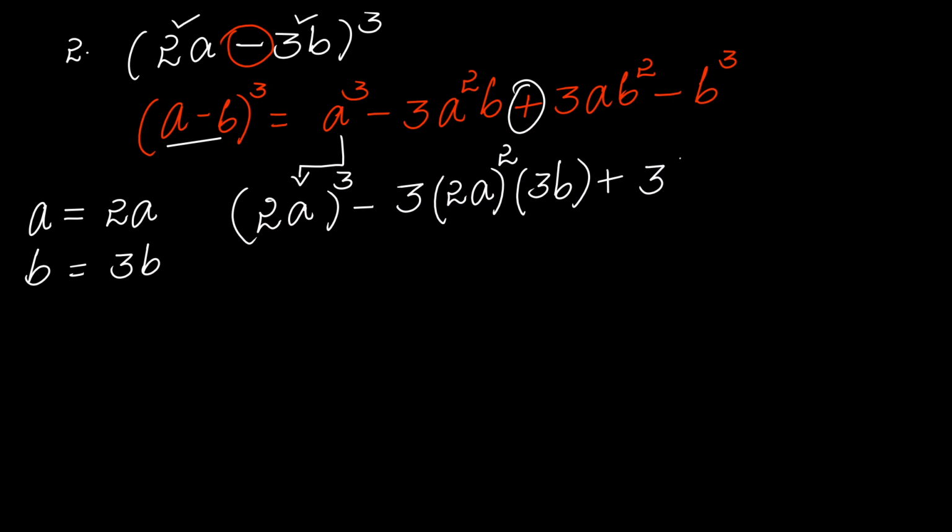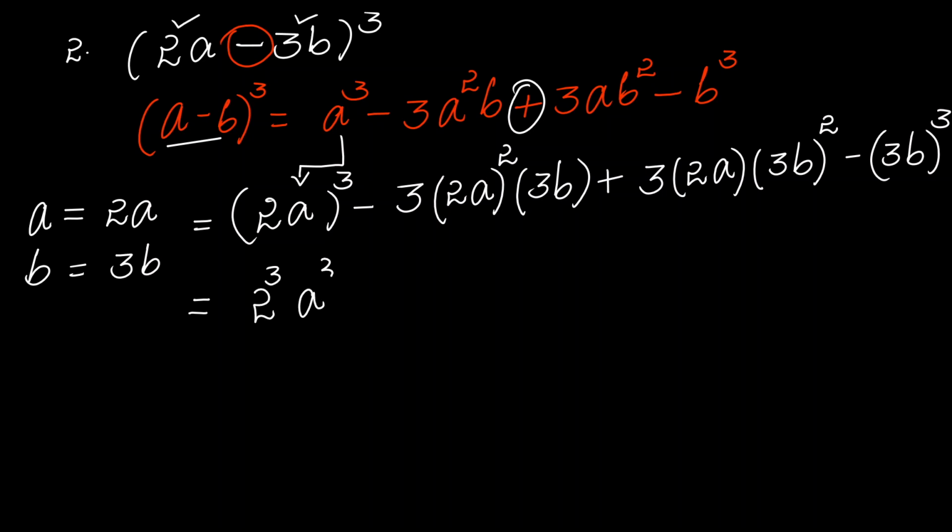Now let's move to the next term. In the next term, we have 3ab square. So you write plus 3 multiplied by a. What is a? A is 2a. So write directly 2a multiplied by b square. What is b square? B is 3b. So write multiplied by (3b) whole to the power square. Next, minus b cube. So in the place of b cube, I am writing (3b) whole to the power cube.